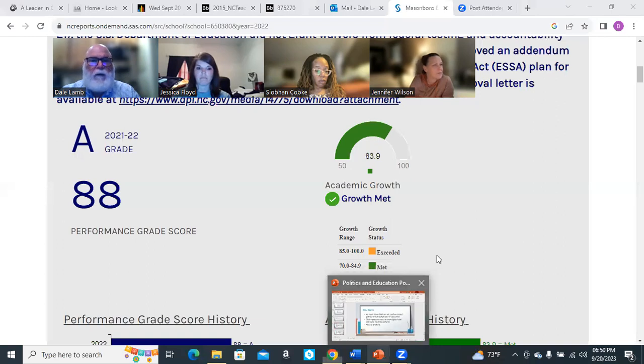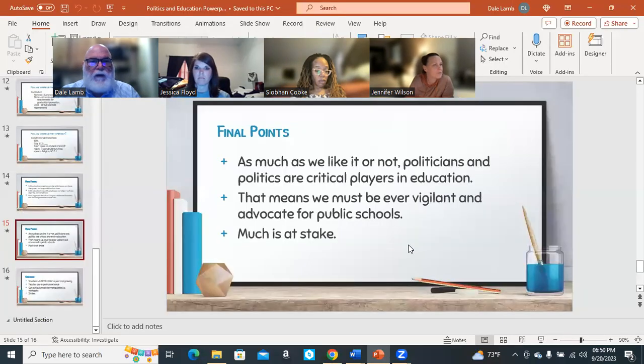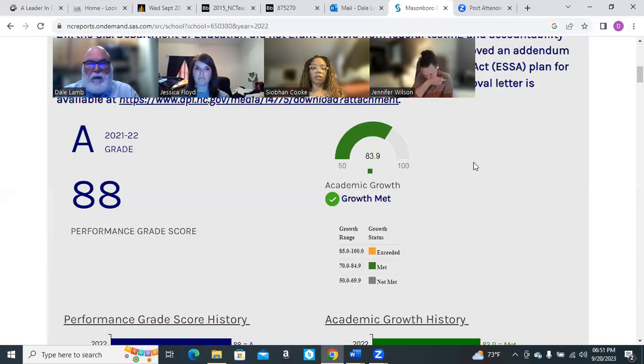And right here, kind of a final point on the politics part of it: as much as we like it or not, politics are crucial. It means we must be ever vigilant and advocate for public schools, much as at state. It means we got to go out and try to find good people. We got to teach kids. If we don't succeed politically in terms of kids growing, kids being successful, kids learning, we're going to be out of business. And so that's the notion with that one.